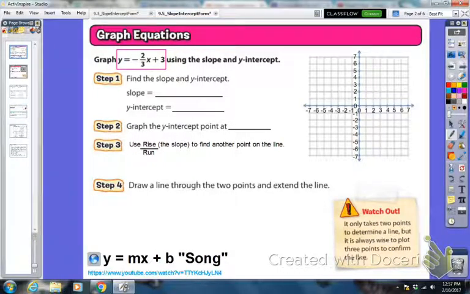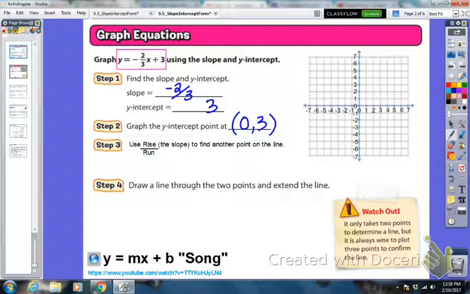So here's a 4-step process, so make sure you look at these when you are doing your homework. We have to graph the equation y equals negative 2/3 x plus 3 using the slope and the y-intercept. So first we know that the slope is negative 2/3, and you can bring that negative sign with the numerator or with the denominator. Just don't bring it with both of them. The y-intercept is positive 3, and the ordered pair for that y-intercept is (0, 3).